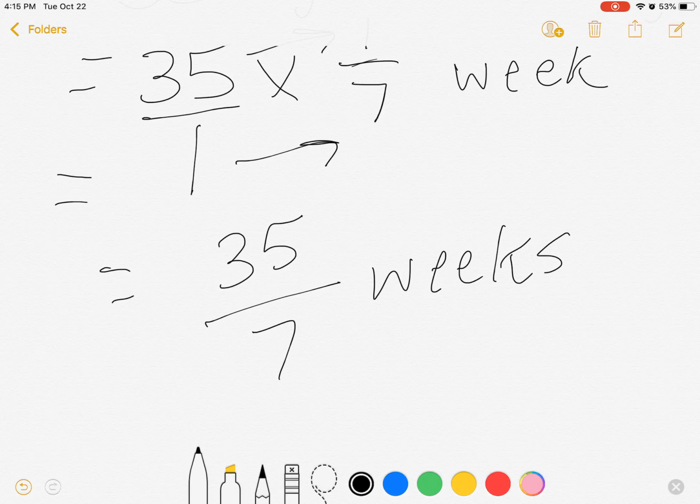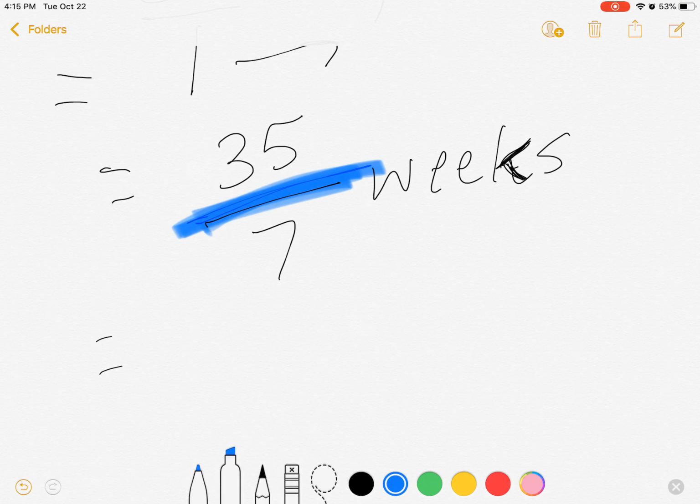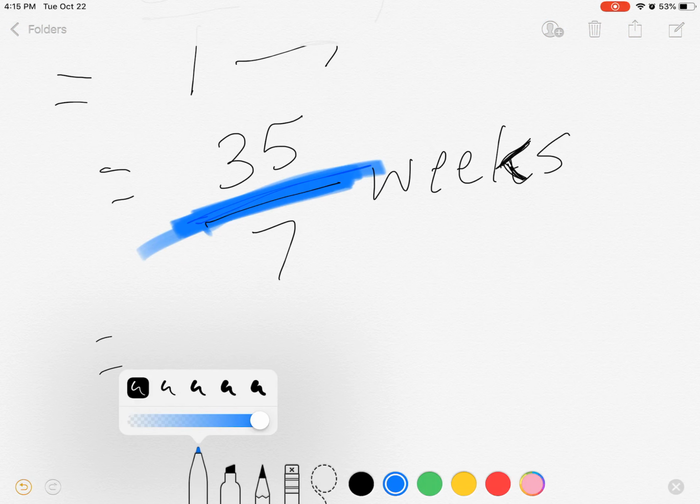But that kind of doesn't make much sense, does it? No, we don't talk that way. We don't say, hey, 35 out of 7, 35 sevenths of a week. So we need to divide, because anytime we have a fraction, a number over another number, it's a fraction, it's not a whole number. We need to divide. It's the same as dividing.